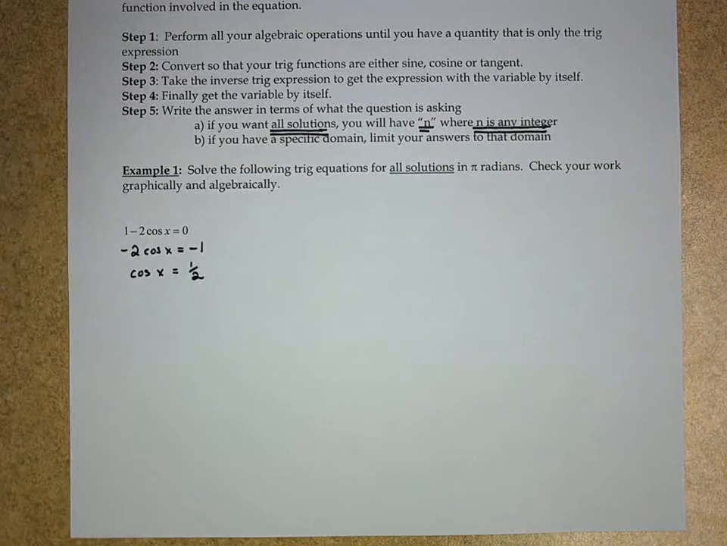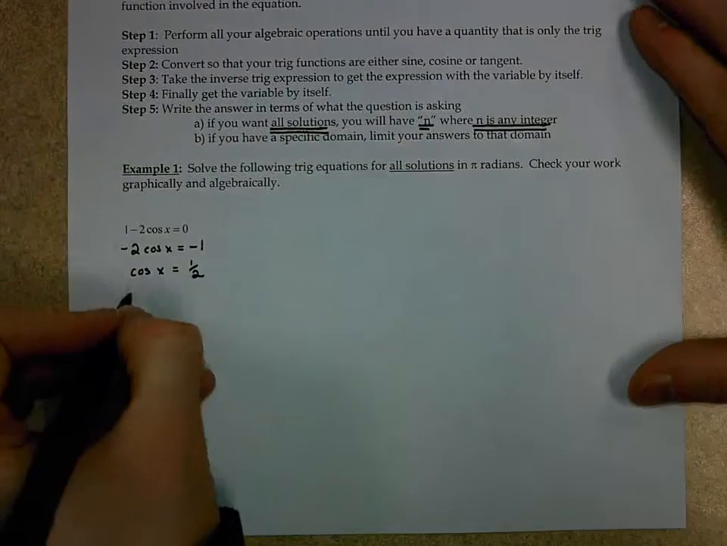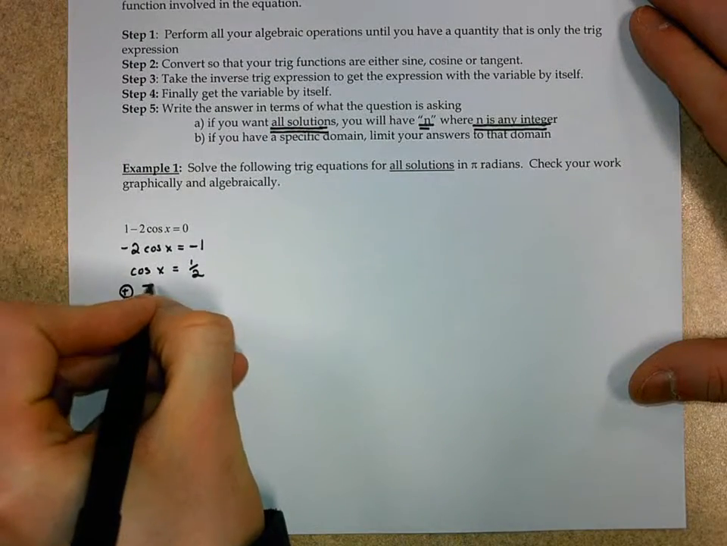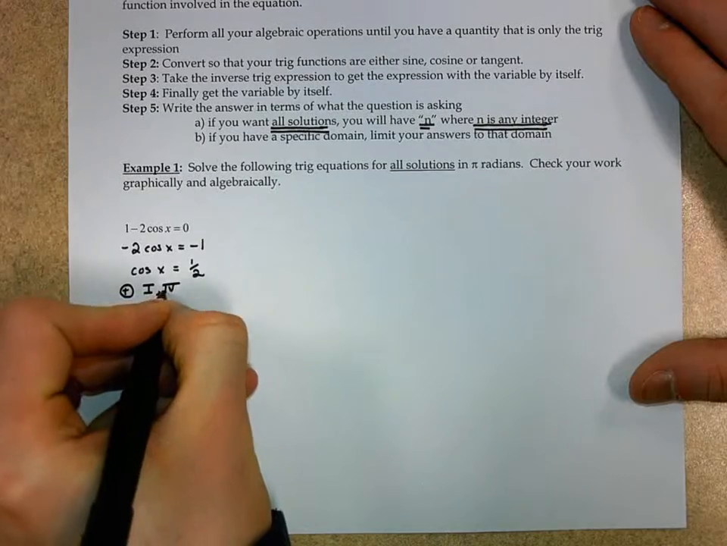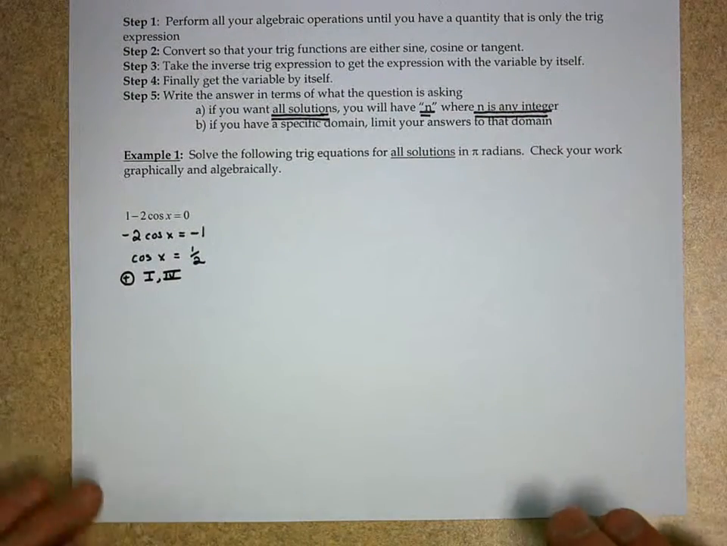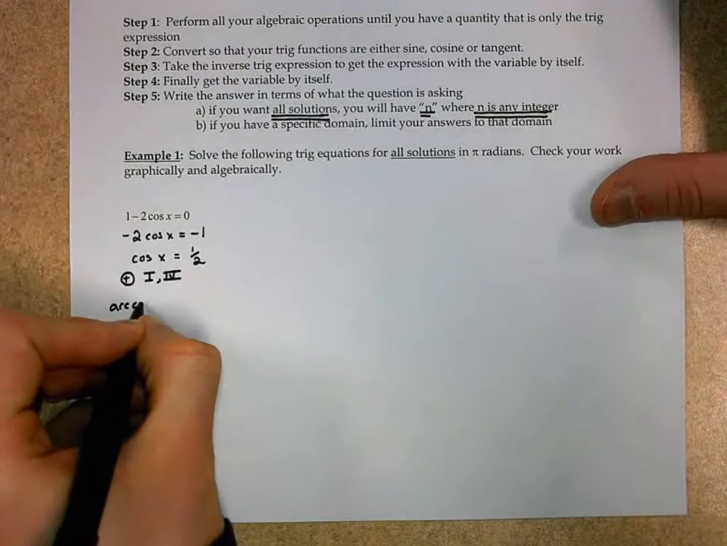At this point, I'm going to be able to ask myself, what are the two quadrants that cosine is positive in? And we know that it's going to be positive in quadrants 1 and 4 when I draw my reference triangle. And for me to find my first solution, I've got to take the arc cosine to both sides.